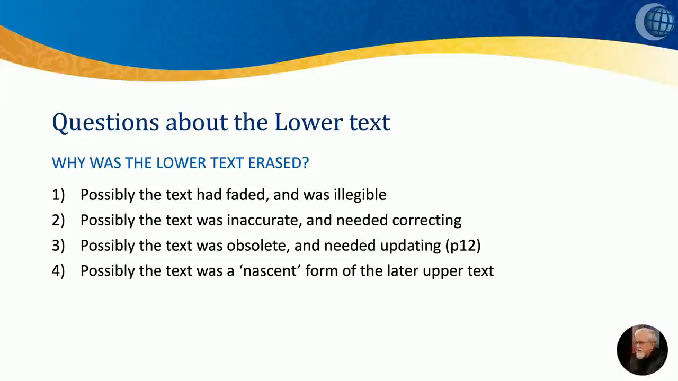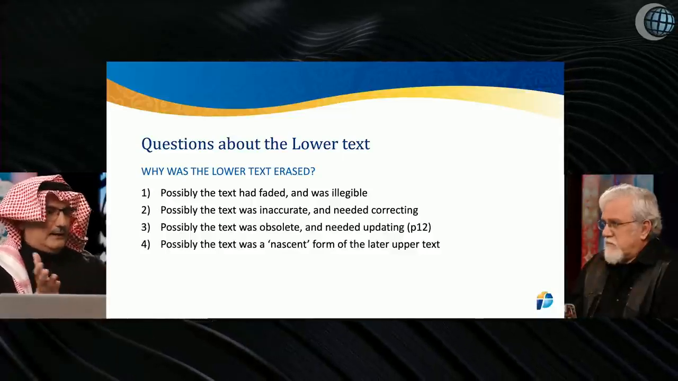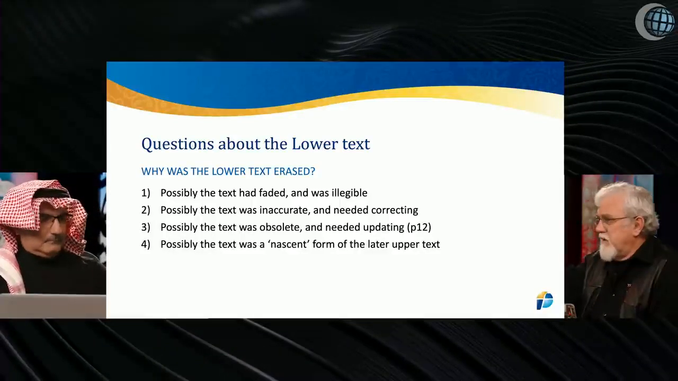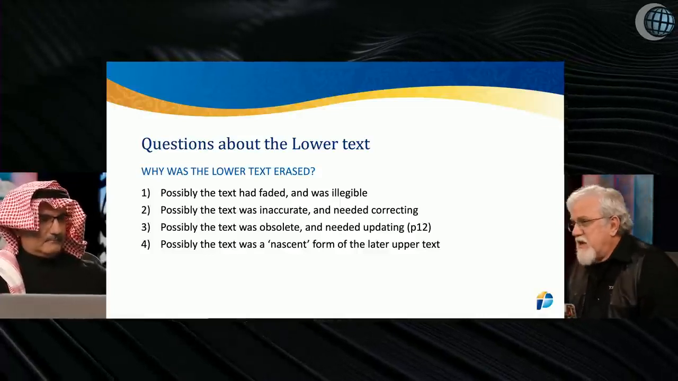Possibly the text had faded and it was illegible, and that's why they didn't have to write over. Maybe that's the case. And I want to add, obviously we're saying why is it erased when in fact you're talking about a caliph who authorized this, who can afford to buy leather pieces rather than to reuse some. Absolutely. Another possibility that she came up with was possibly the text was inaccurate and needed correcting.